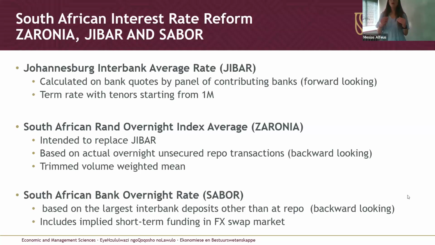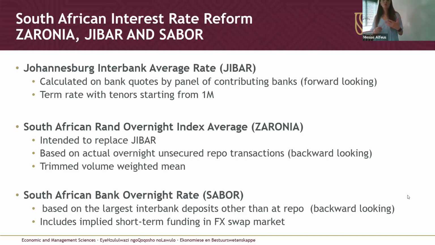So ZARONIA was made to replace the Johannesburg Interbank Average Rate, JIBAR, which was sort of similar to how the London Interbank Offered Rates were calculated: based on bank quotes by a panel of contributing banks, and also forward-looking. Important to note, JIBAR only consists of term rates from 1 month and longer. ZARONIA is based on overnight unsecured repo transactions, but it's an overnight rate. So our tenors don't exactly match for ZARONIA and JIBAR. And also we see that ZARONIA is a trimmed volume weighted mean.